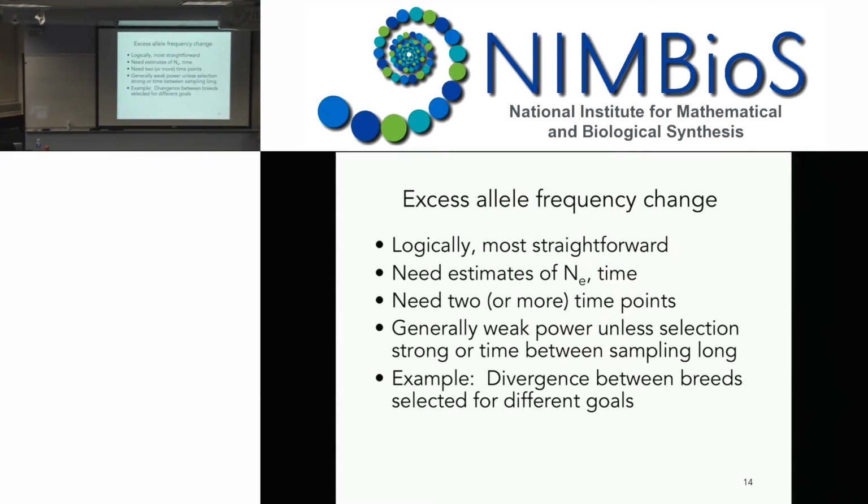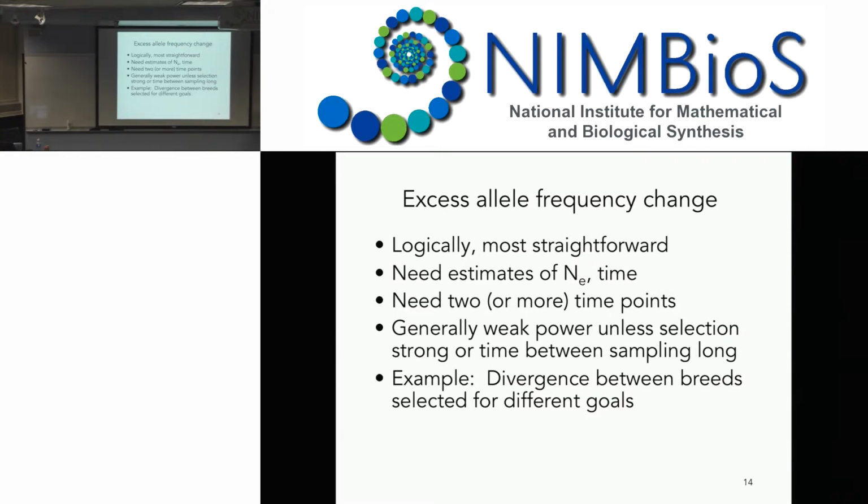So, excessive allele frequency change. Logically, it's the most straightforward. The issue is we need estimates of effective population size in time to compute what the expected change is going to be relative to drift. I need 2 or more time points. I have weak power unless selection is strong or the time between sampling is long.